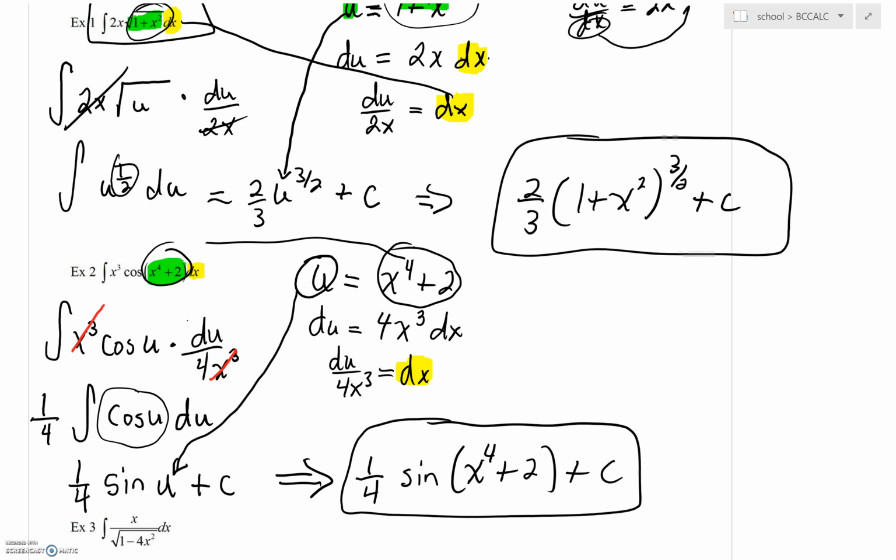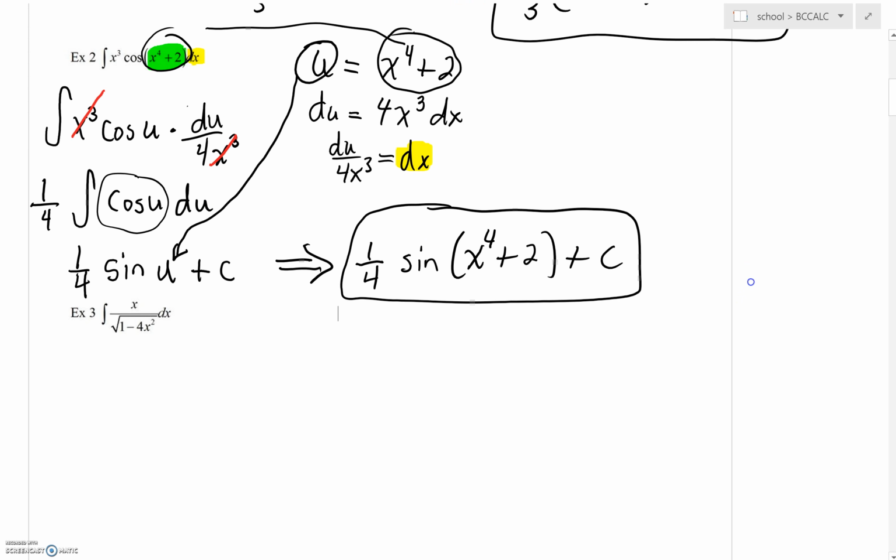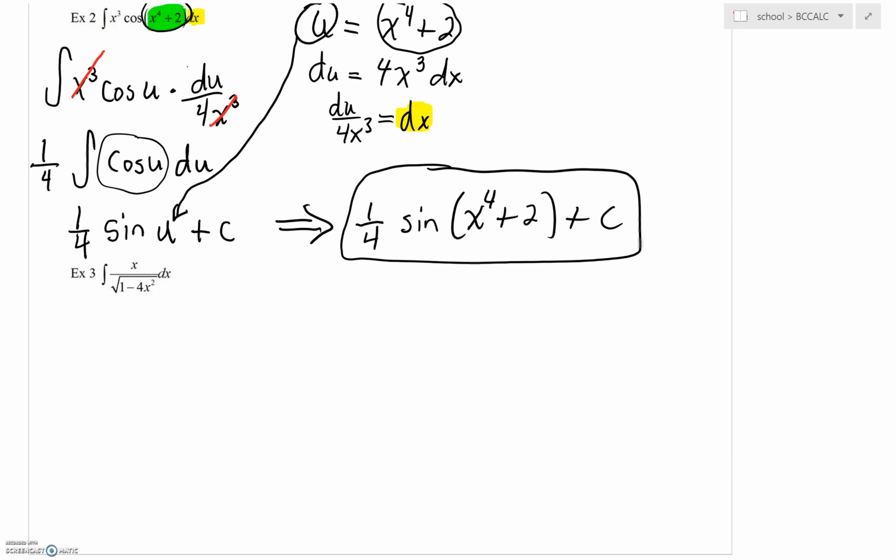So I hope this is going well. Hope this is making sense. I mean, if you would have seen these problems at the 5.3 section, this would have been baffling. You would have just looked at that and said, oh my goodness, how in the world can I find an antiderivative? Take a look at number 3.